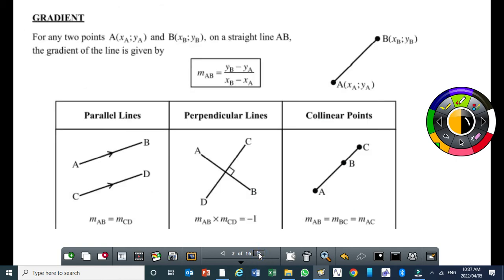Okay, and then the gradient. Sorry, boys, can you pay attention?